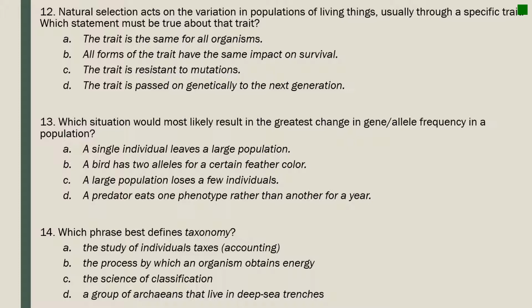12. Natural selection acts on the variation in populations of living things, usually through a specific trait. Which statement must be true about that trait? A. The trait is the same for all organisms. B. All forms of the trait have the same impact on survival. C. The trait is resistant to mutations. D. The trait is passed on genetically to the next generation.